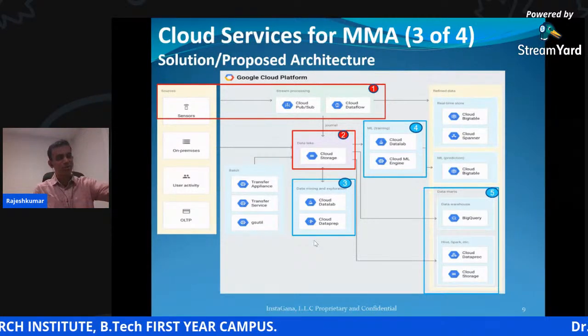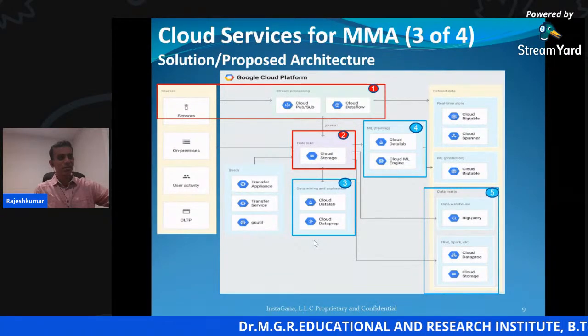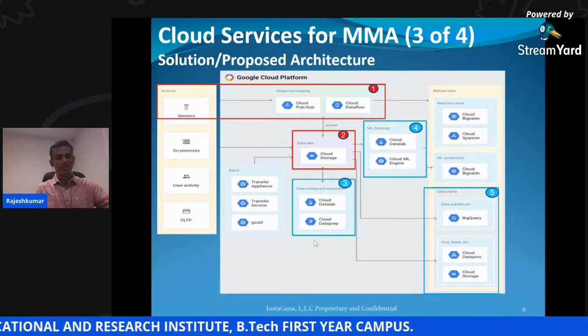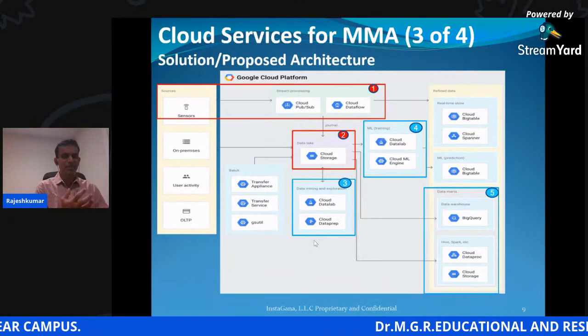Once the data is stored in Cloud Storage and the data lake, there are a couple of services like Cloud Datalab and Cloud Dataprep. What they do is the cleansing process and the data massaging process, and they make the data into a meaningful one.